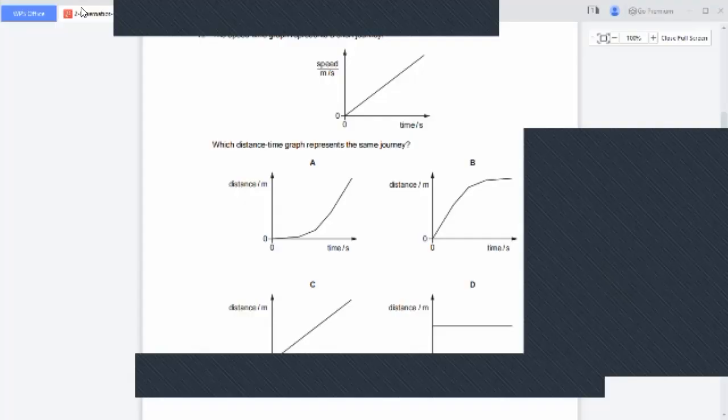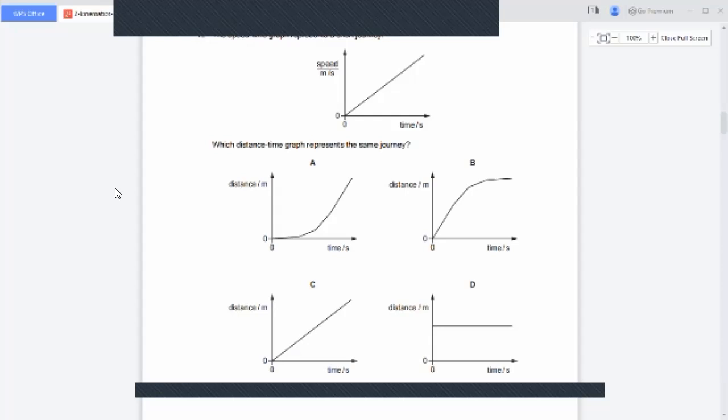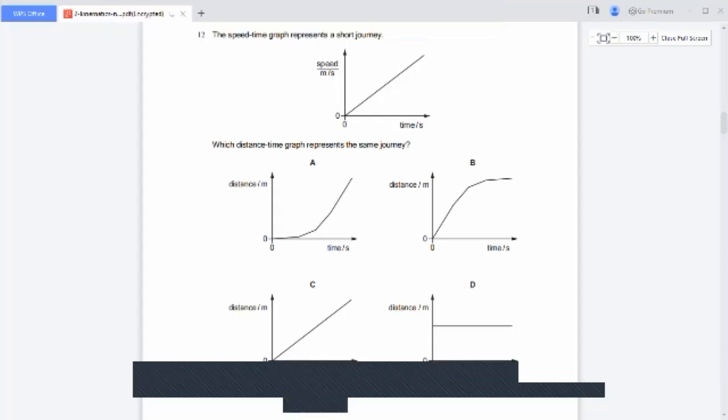Question number 12. In question number 12 it says the speed time graph represents a short journey. Which distance time graph represents the same journey? It means here is speed and here is time. So it's a speed time graph, and we have 4 options which are equivalent to this speed time graph, but those options are in distance time format. So let's see.